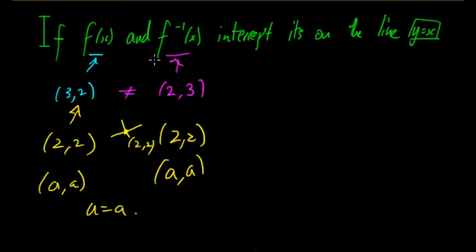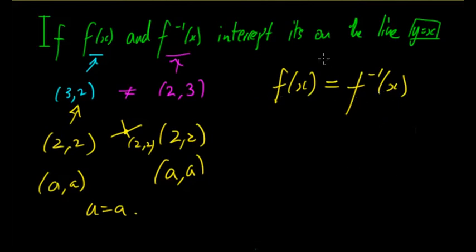This is useful when you're graphing, and it also has useful applications for finding when they intercept. Because the typical way you find when two functions intercept is you let them equal each other. So this would be the typical standard way: f(x) is equal to the inverse.